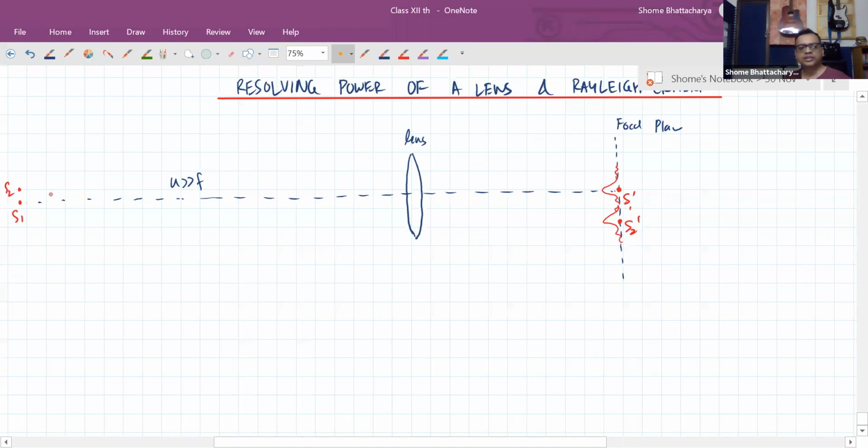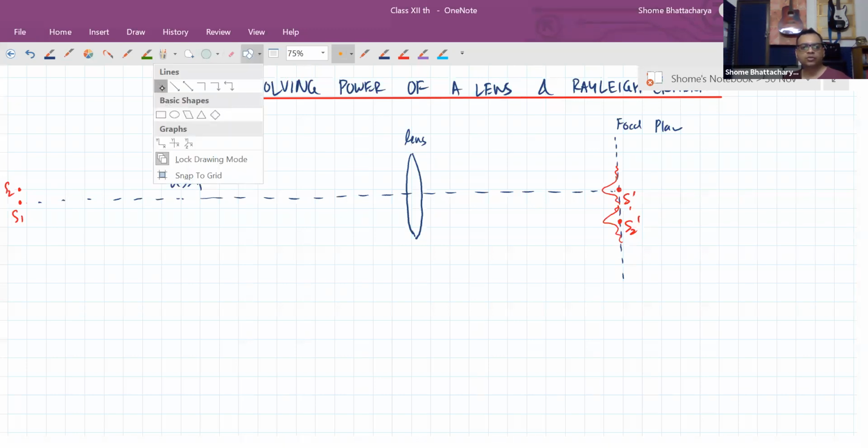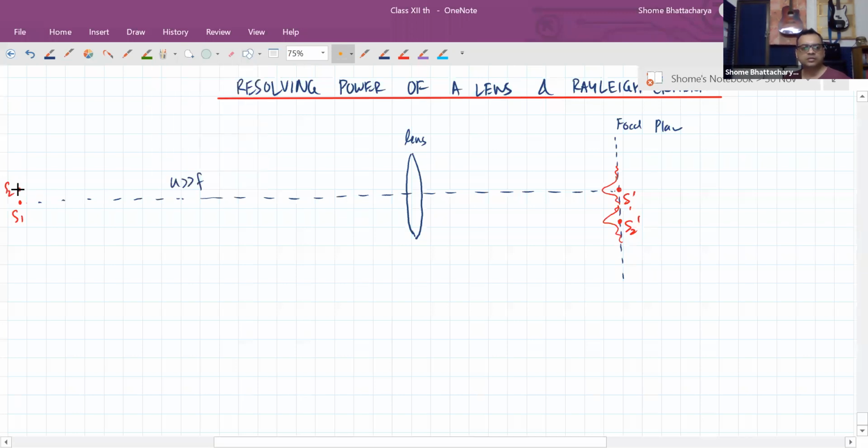So for the two images to be distinct, the rings should not overlap with each other. Otherwise, you will not be able to resolve the two images properly. So just a second. I'll make an approximate diagram here.